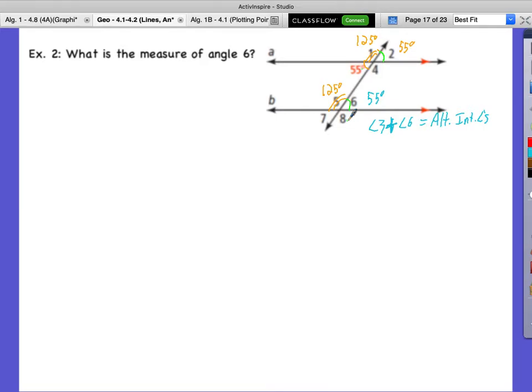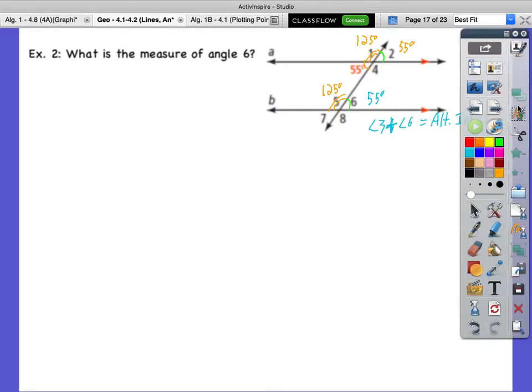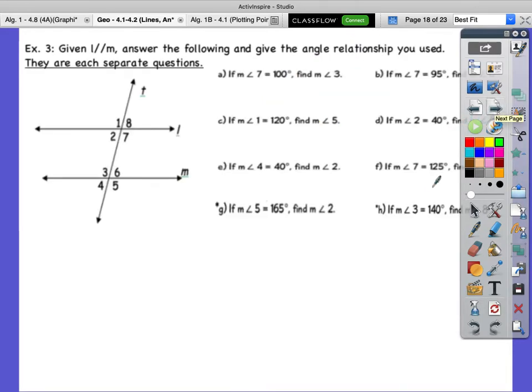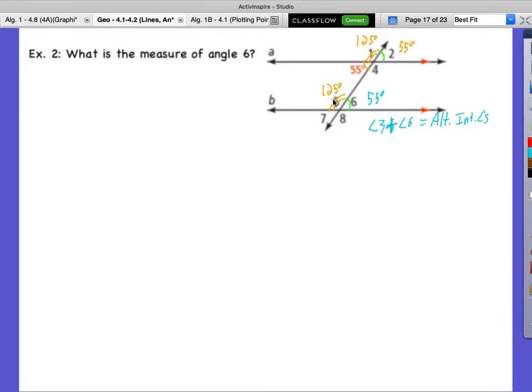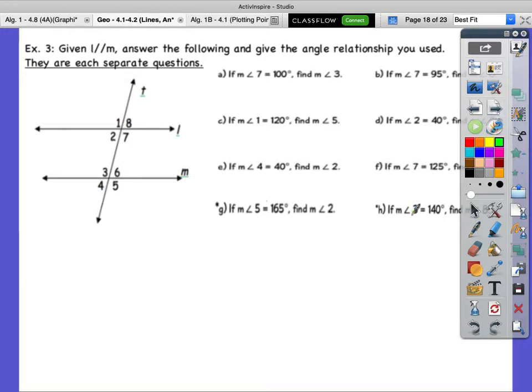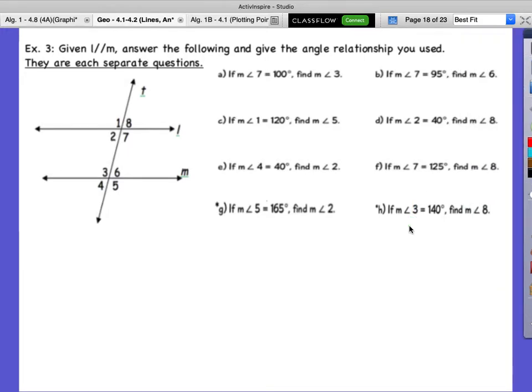Now, this is only true because these lines are parallel. If these lines were not parallel, this would not be true. Okay? Questions on that? Okay, continuing on. How'd you get 125? Because these form a linear pair, so they have to add up to 180. Okay, so you subtract 55. Yes.